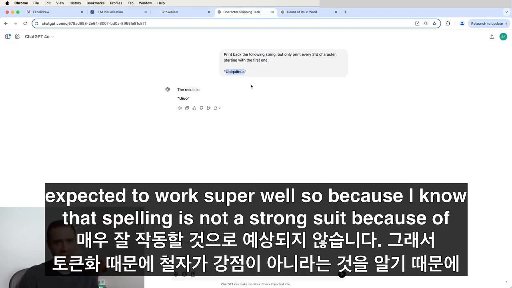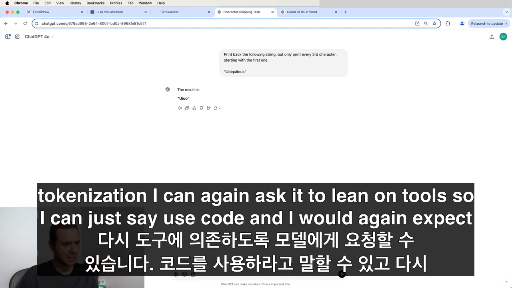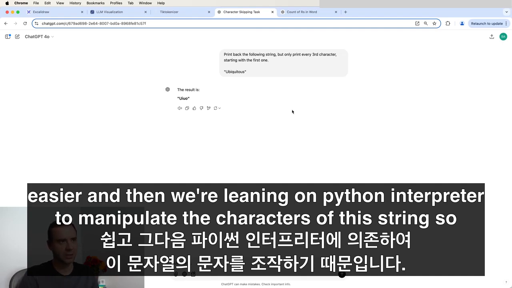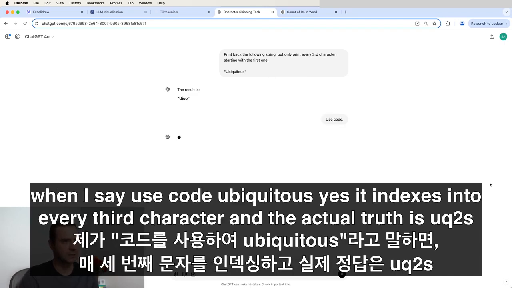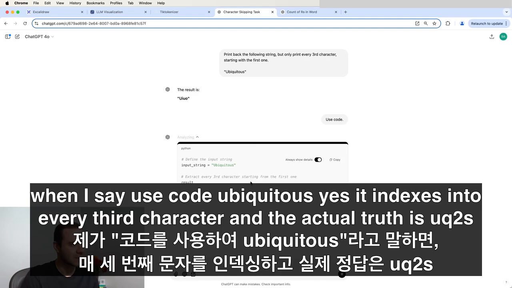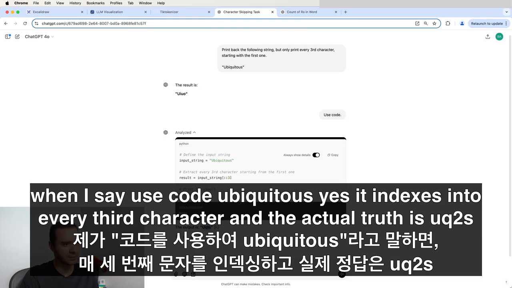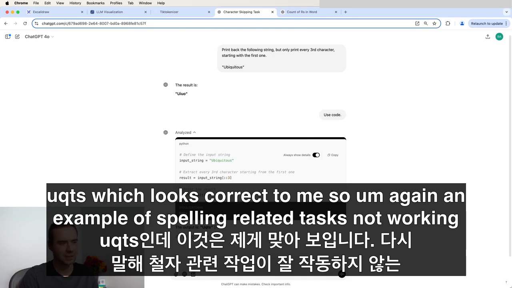Because I know that spelling is not a strong suit because of tokenization, I can again ask it to lean on tools. I can just say use code, and I would again expect this to work, because the task of copy pasting ubiquitous into the Python interpreter is much easier, and then we're leaning on the Python interpreter to manipulate the characters of this string. So when I say use code, ubiquitous, yes, it indexes into every 3rd character, and the actual truth is UQTS, which looks correct to me.